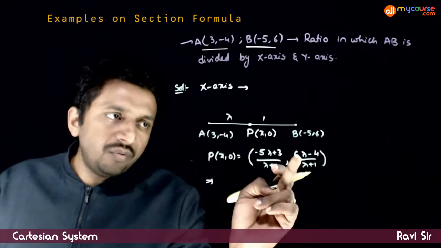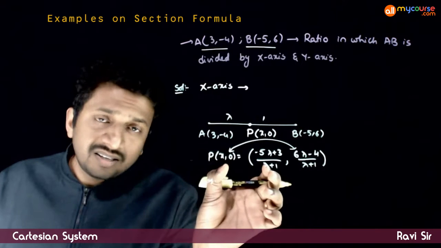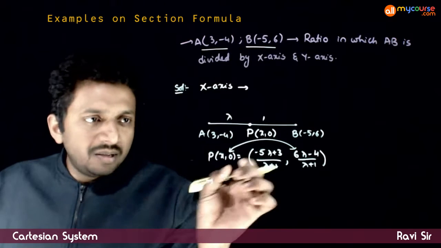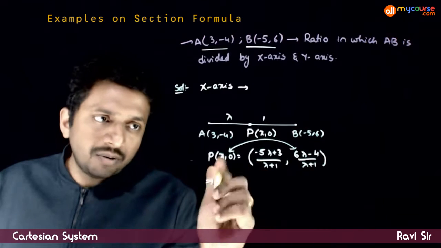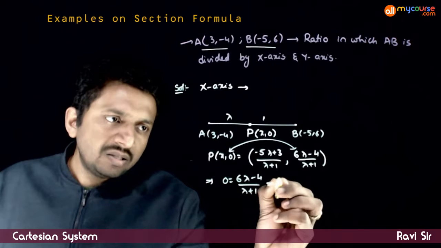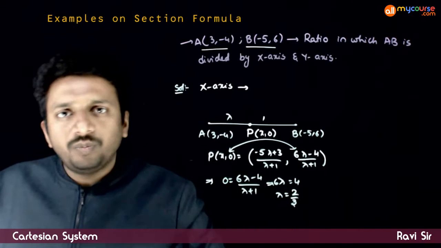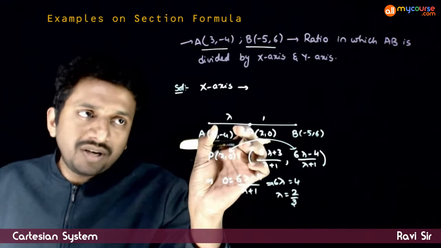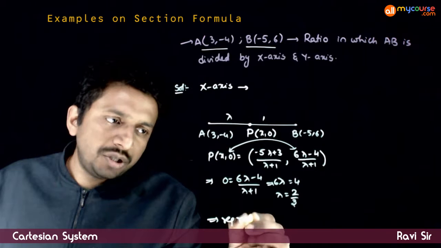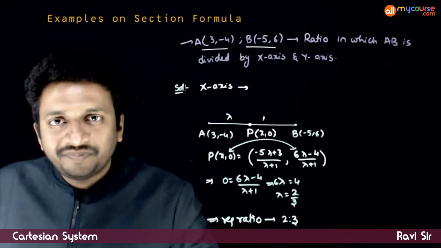So this implies now you want lambda. So equate the y coefficients, because in the x coefficient, lambda is also unknown, so you won't get a number for lambda. But here y is known and lambda is unknown. So 0 is equal to (6 lambda - 4)/(lambda + 1). So 6 lambda is equal to 4, lambda is equal to 2/3. Hence the ratio is 2/3 is to 1. So the required ratio is 2/3 is to 1, or simply 2 is to 3.